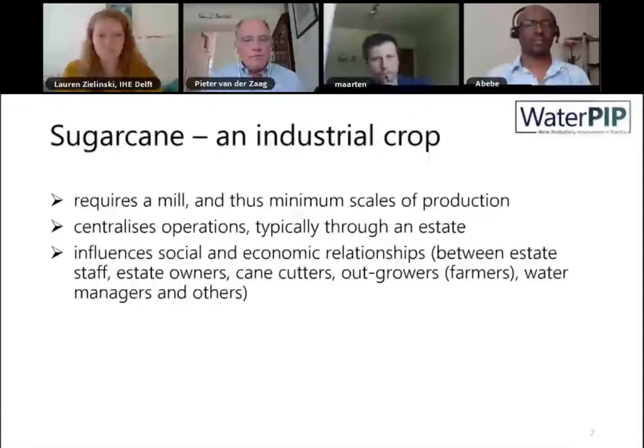Now, first, sugarcane is an industrial crop. It requires a mill, and thus it requires some minimum scales of production. And typically, operations are centralized through an estate. And this influences the social and economic relationships between the estate staff, the estate owners, the cane cutters, the outgrowers, oftentimes, as has been mentioned before, water managers, and others.